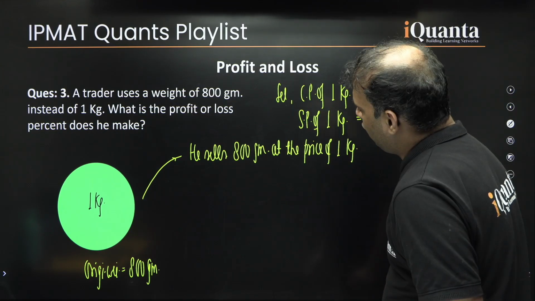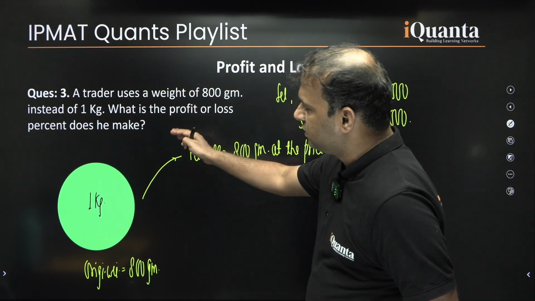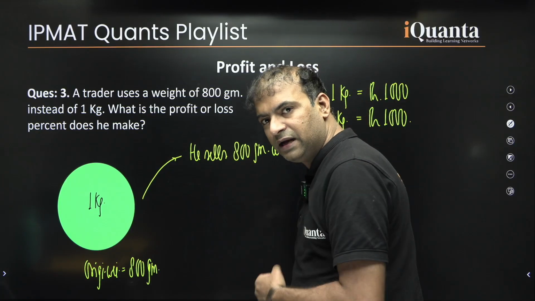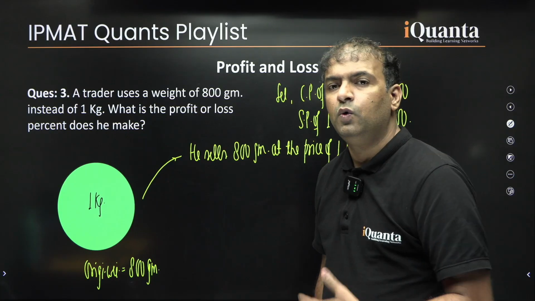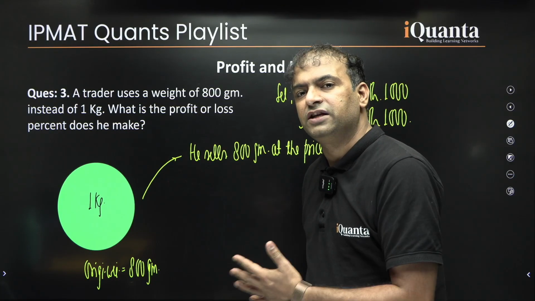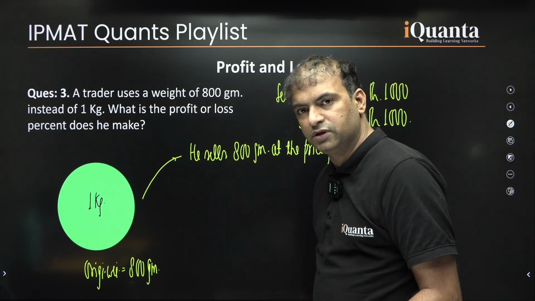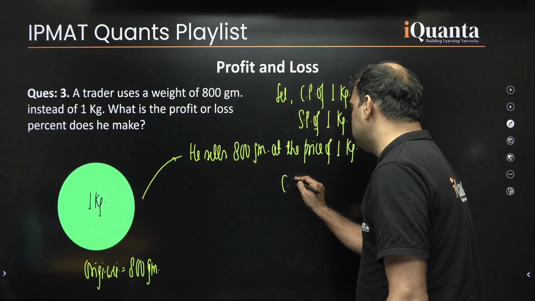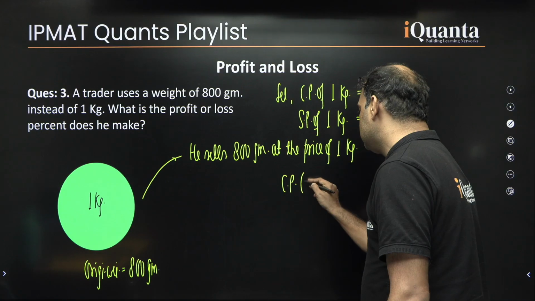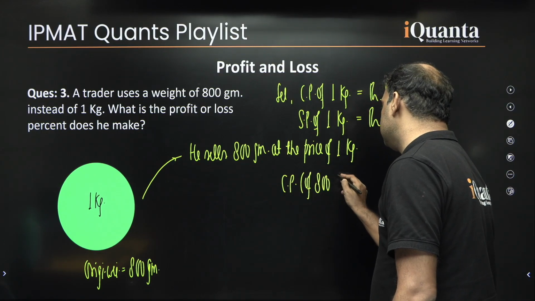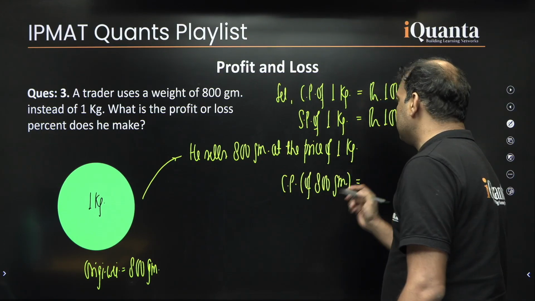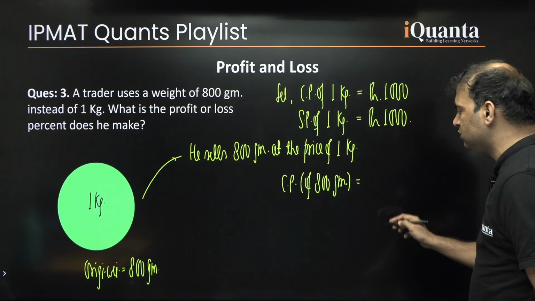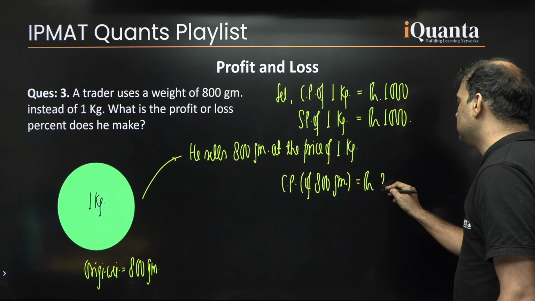Now, what is the cost, guys? See, as I said, the trader is giving only 800 grams to the customer, so his cost will be calculated on the 800 grams, not on the 1000 grams, all right? So what is the cost of the trader? The cost will be considered of 800 grams. So the cost of 1 gram is rupees 1. So what is the cost of 800 grams? We'll say it is rupees 800, simple.